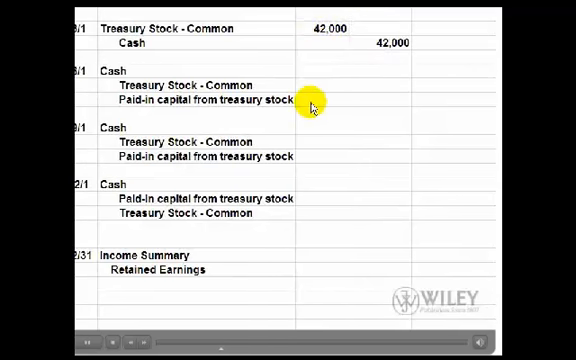On June 1st, sold 1,000 shares at $10 a share. So we debit cash for 1,000 shares times $10. We credit treasury stock common for 1,000 shares times the cost of those shares, $7. And we credit paid in capital from treasury stock for the difference, $3,000.